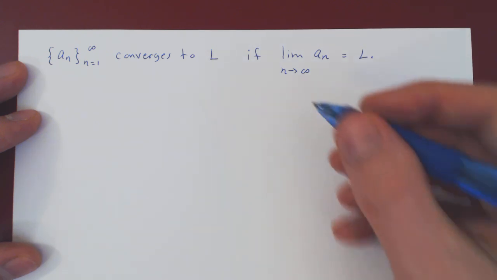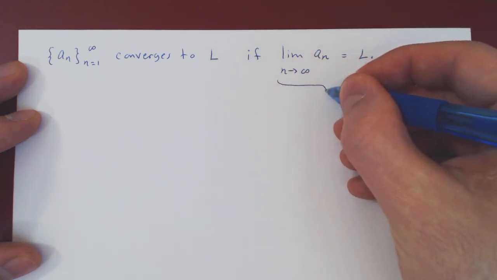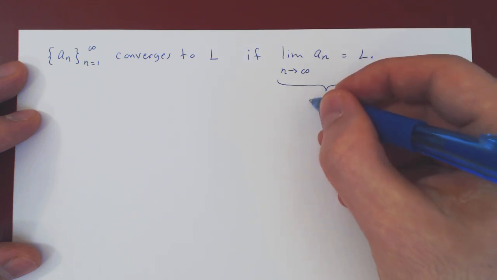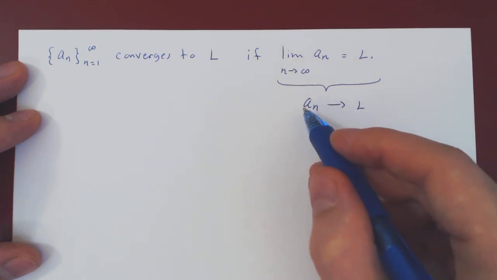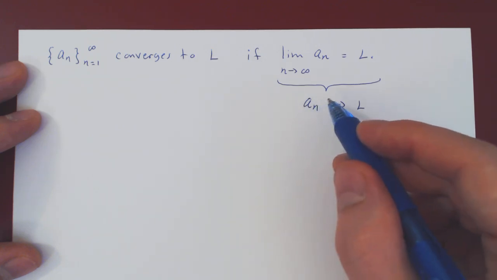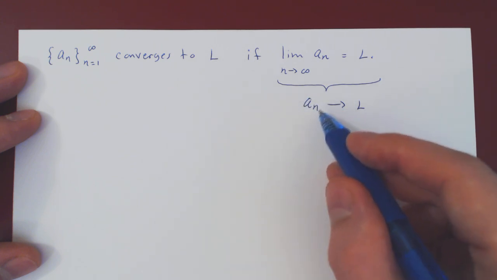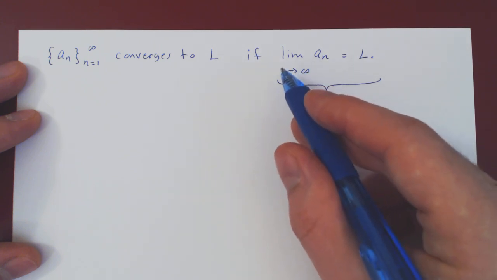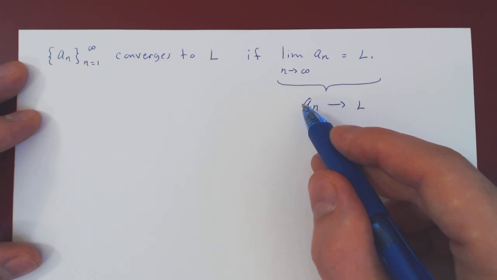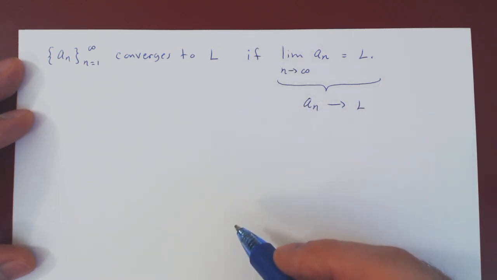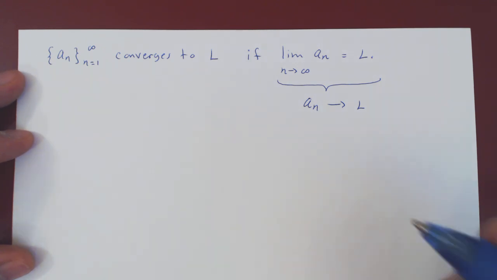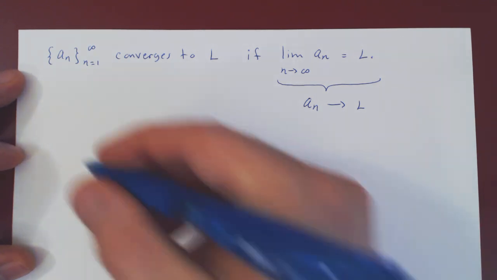We will sometimes write, instead of this, the more compact form a_n arrow L. When it comes to sequences, this means the same as this. So implicitly here we're looking at the terms of our sequence when n goes to infinity, and the terms are getting closer, they are approaching the real number L. That is the notion of convergence.